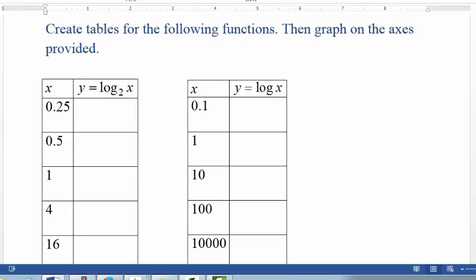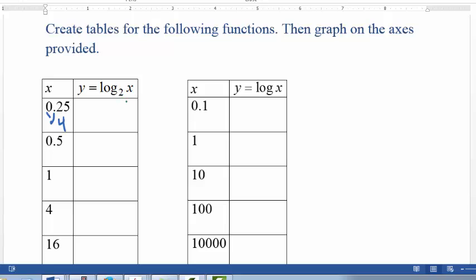All right, so I have log base 2 of x and log base 10 of x, and I'm asking you to create tables for them and then graph them on the axes that I give you. So y equals log base 2 of x. If x is 0.25, what you want to do is think of 0.25 in fraction form as 1/4. Remember the thinking bubble: you'd ask yourself, 2 to what power will give you 1/4? Because I'm really doing log base 2 of 1/4, because x is 1/4.